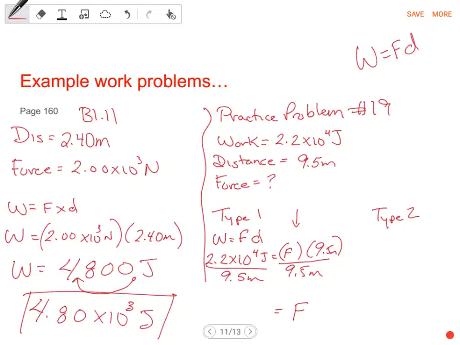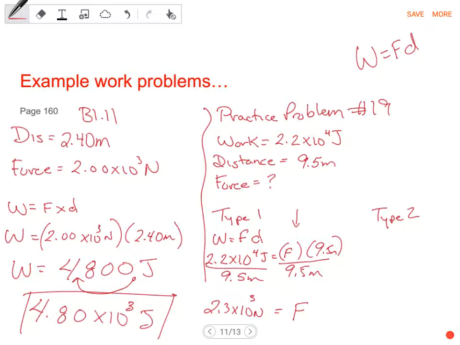2.2 times 10 to the exponent 4, and we're going to divide that by 9.5. Whoops, sorry, my calculator is giving me some issues here. With correct significant digits, it's going to be 2.3 times 10 to the 3 newtons. Okay, no big deal. I'm not really worried here about the math. I'm really worried about the type of algebra.